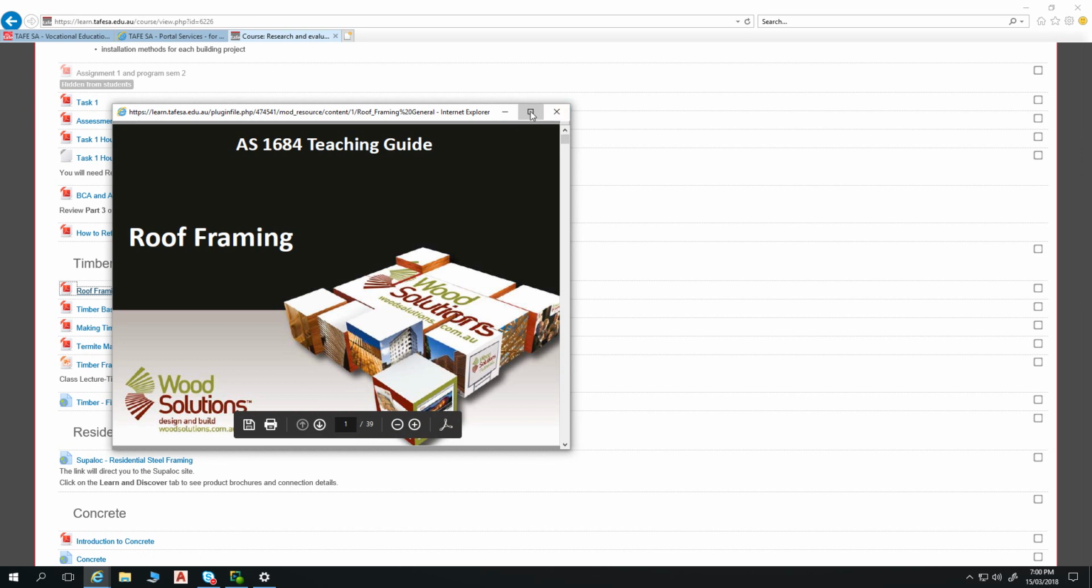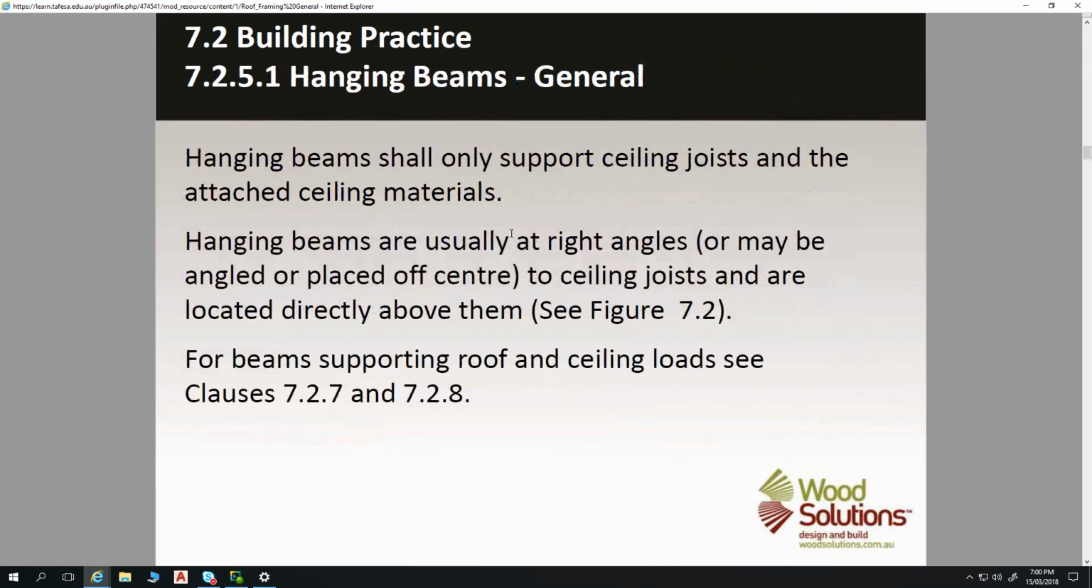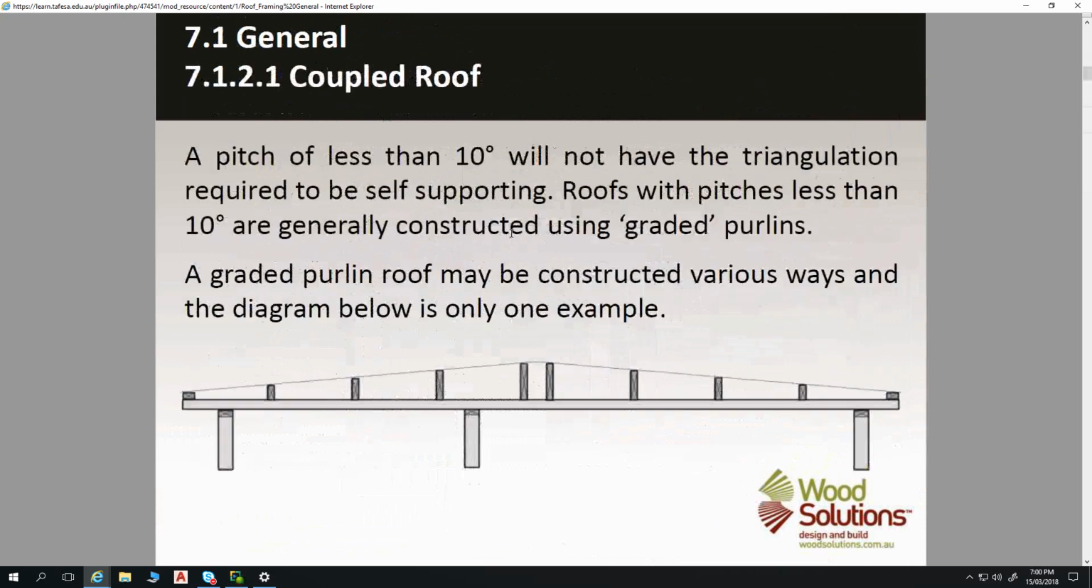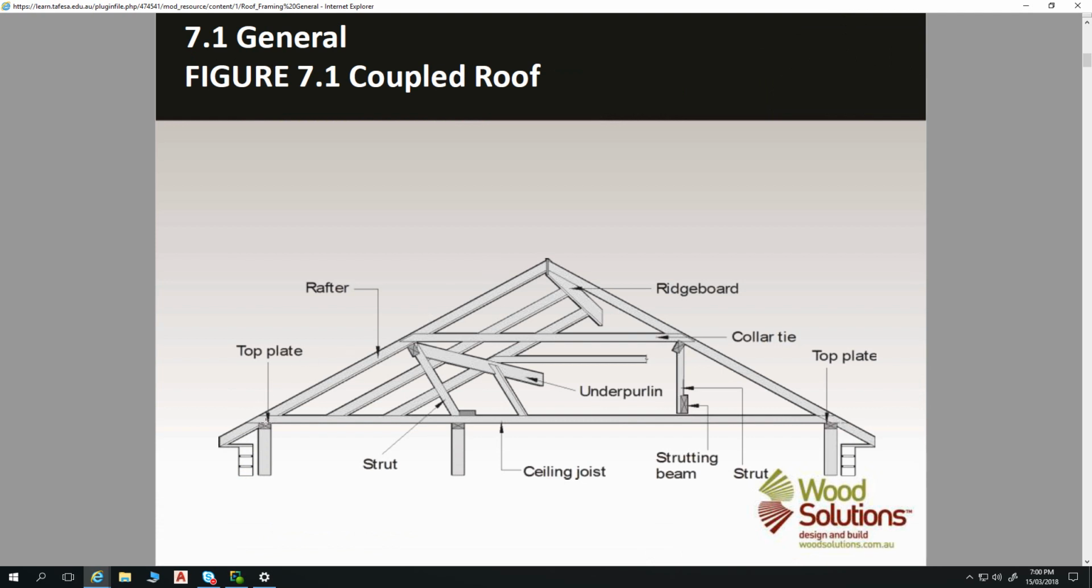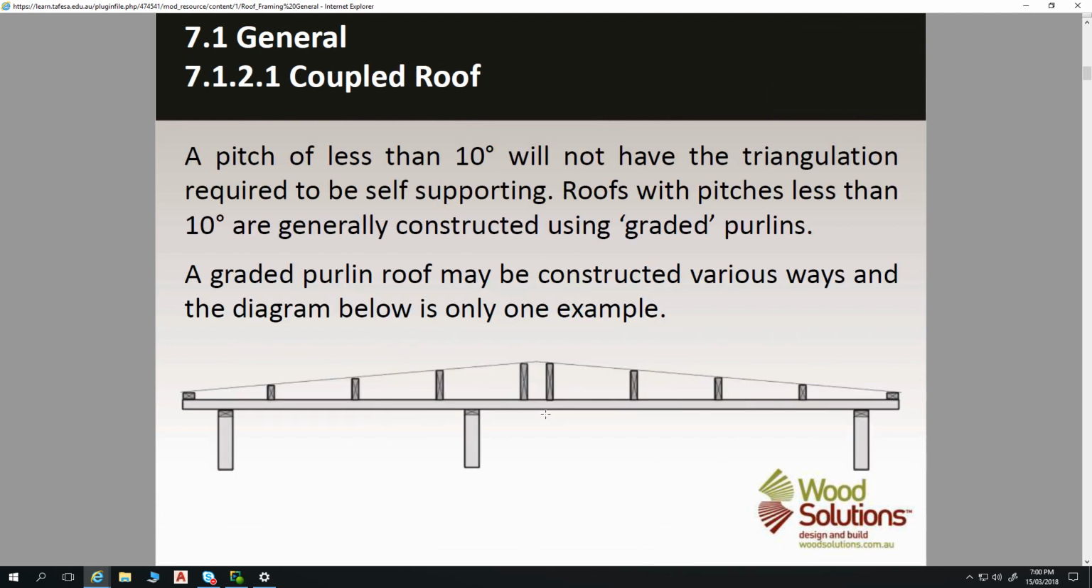Duck into roof framing just quickly, because a lot of this is revision. So, got top plate, rafter, ridgeboard, collar tie, underpurlin, strut, etc. A pitch of less than 10 degrees will not have the triangulation required to be self-supporting. Roofs with pitches less than 10 degrees are generally constructed using graded purlins.